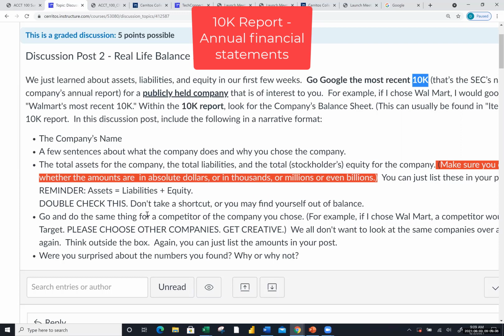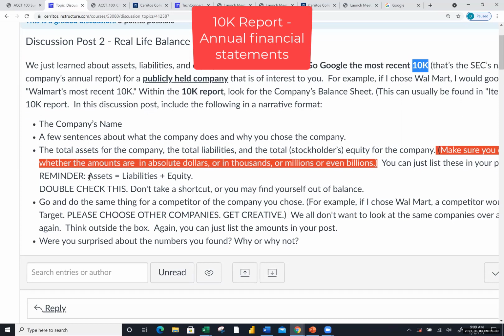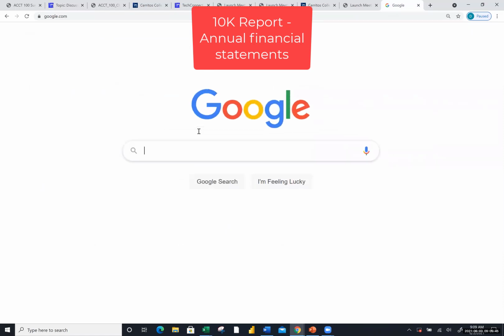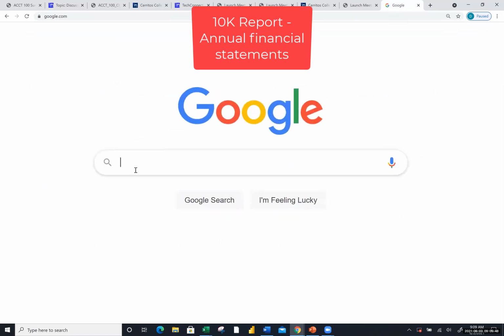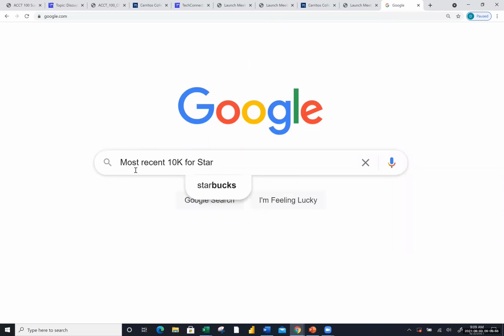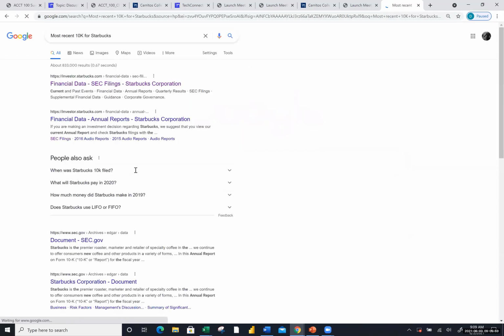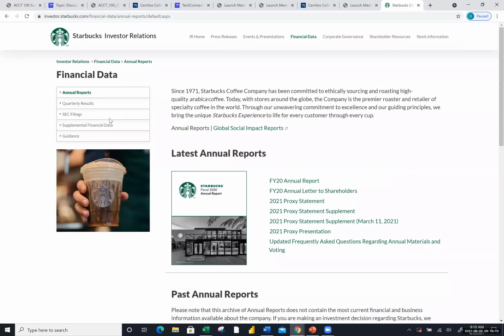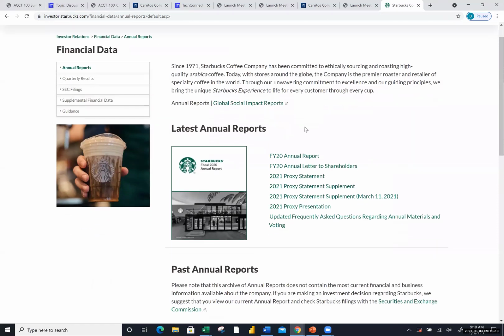So I'm going to go back really quickly and show you how to Google this. I'm going to go to Google here, and let me make it bigger so you can see it. I don't know what that discussion post told you to put, but I'm going to put most recent 10K for Starbucks. Okay, and it'll come back. You can usually find an SEC link. There are lots of them here. I'll pick this one. This is actually Starbucks' site. They have an annual report here, so I'll just open it.